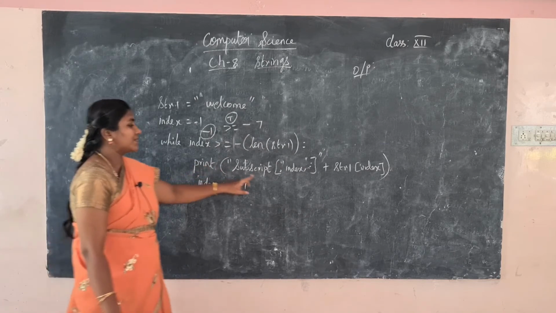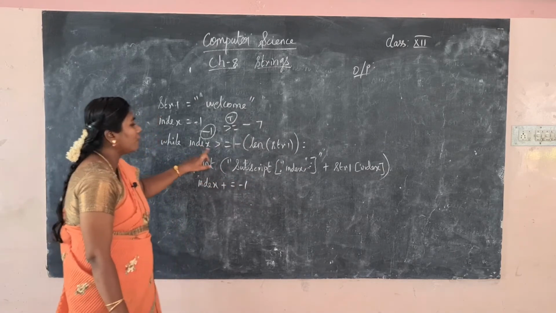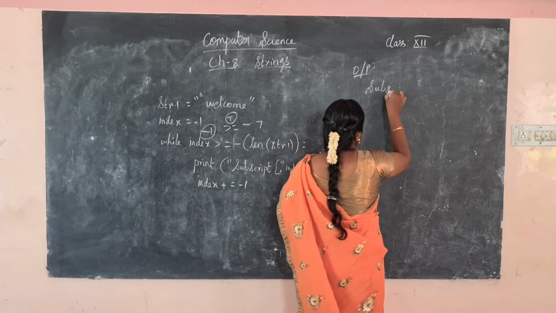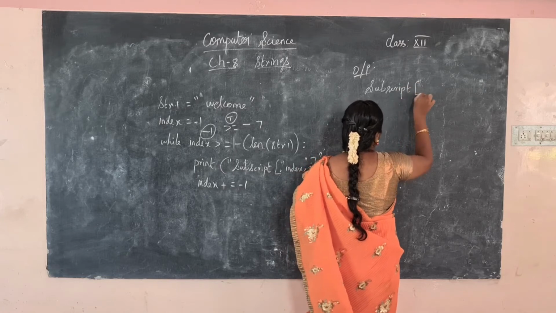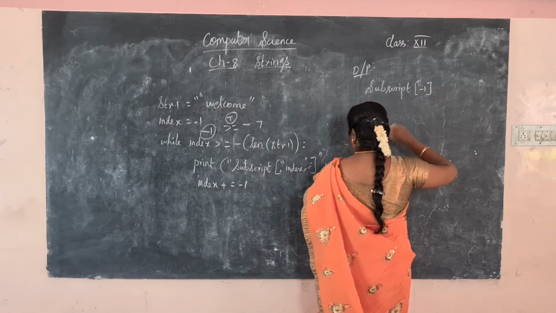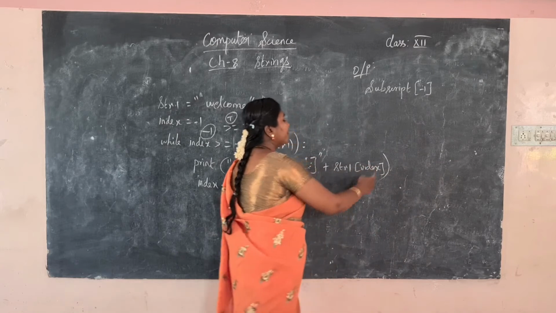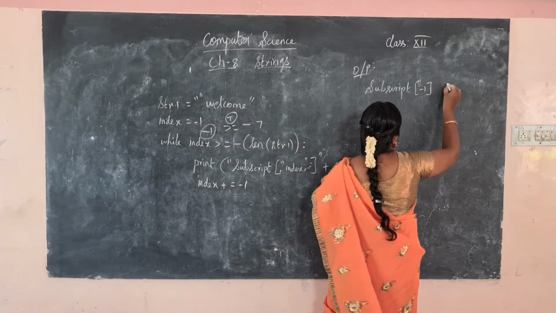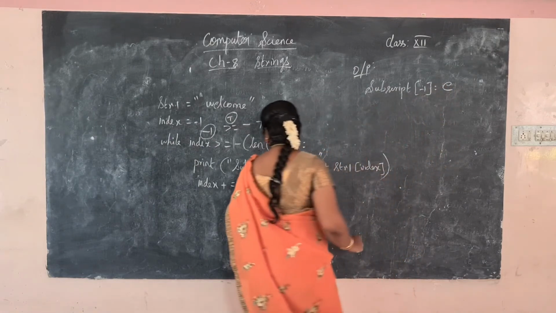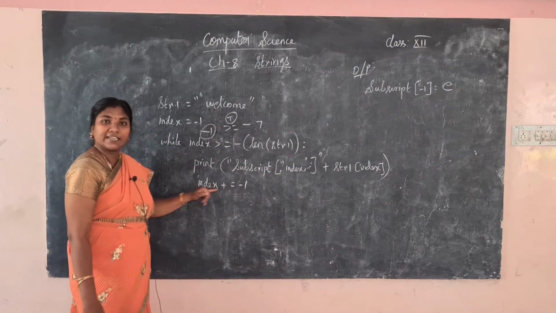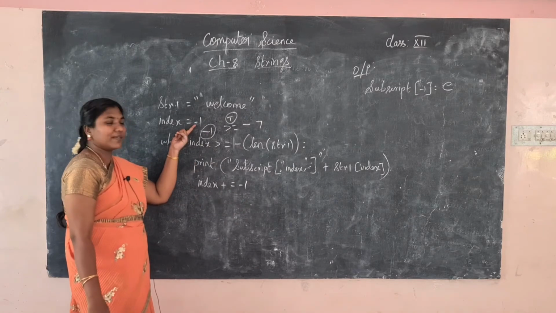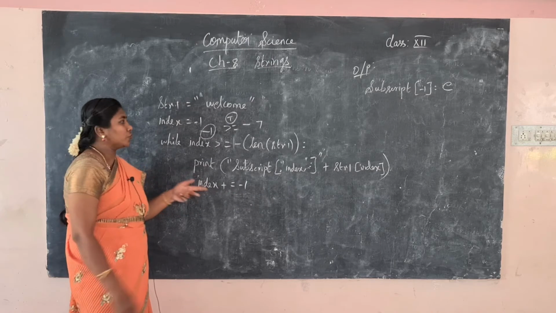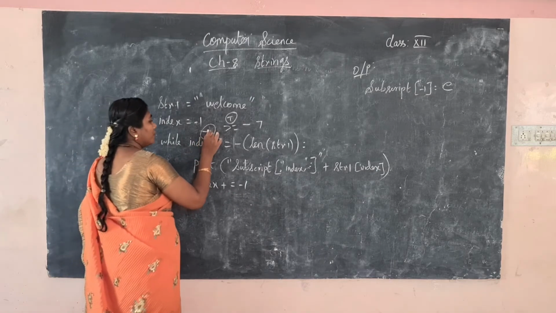So print subscript of index. What is my index value now? -1. So what will be my output? Subscript of -1. What am I going to print? String 1 of -1 is E. Okay, it will be E. And then the index value is incremented by 1. Already the index value is -1, so -1 plus -1 is -2. So now index has the value -2.